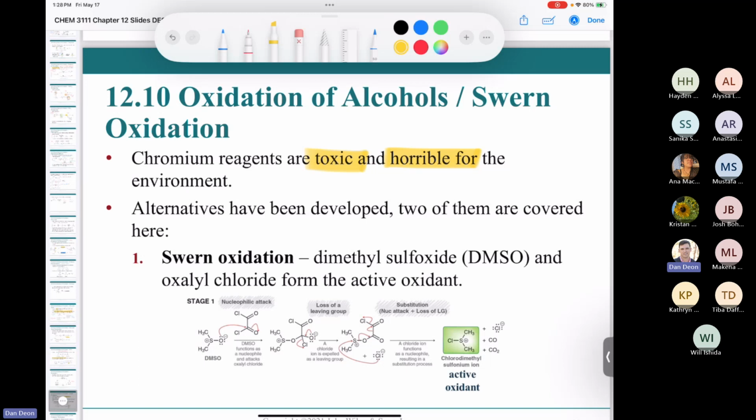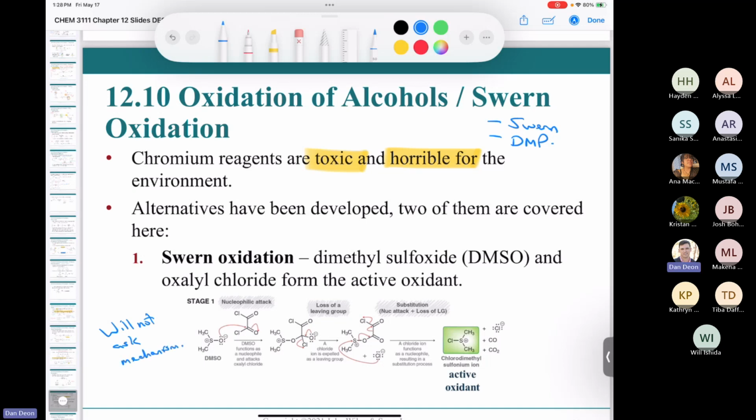One of them is called the Swern oxidation. So I'll just list them here. We're going to learn the Swern oxidation, and then we'll learn another one called the Dess-Martin periodinane. It's so long we use an acronym, the DMP. So let's start with the Swern. And you do not have to know this mechanism. I'll even write here, will not ask mechanism.